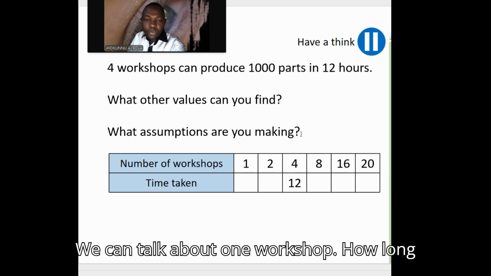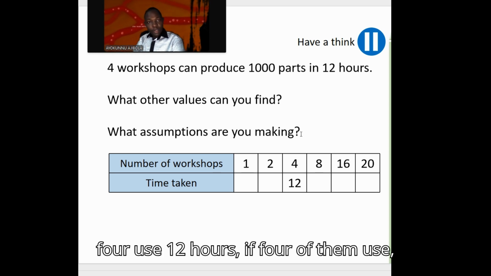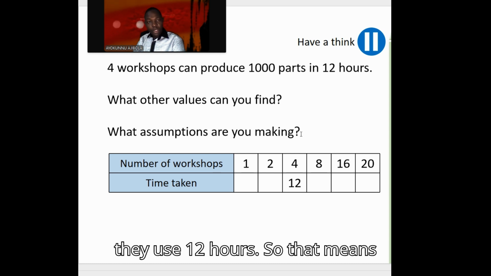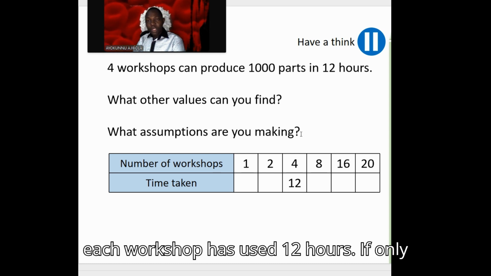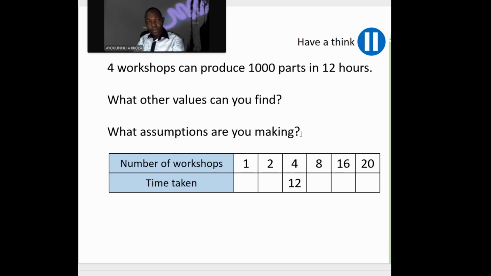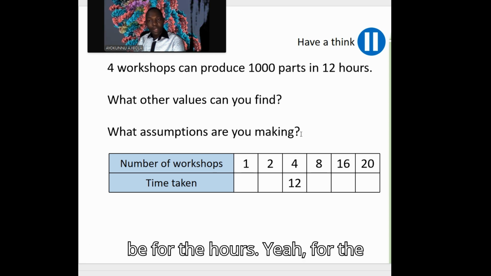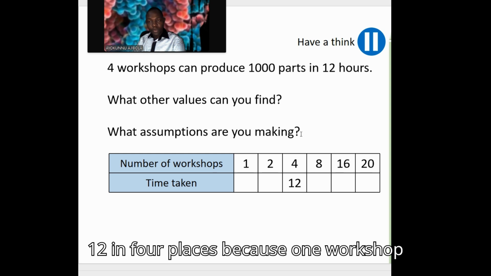We can talk about one workshop. How long is it going to take one producing workshop? So if four of them use 12 hours, that means each workshop has used 12 hours. If only one workshop would do it, that would be 12 in four places. That would be 48 hours.